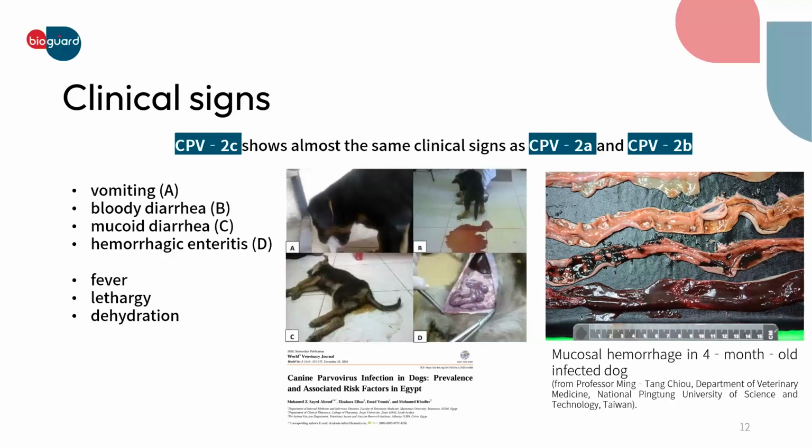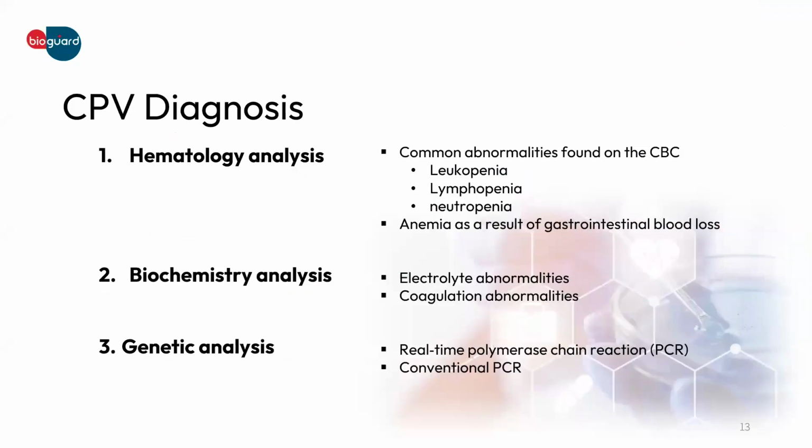Other secondary symptoms you can observe are fever, lethargy, and particularly dehydration, because the continuous diarrheal signs and the reduced absorption of food and water through the small intestine lead to dehydration, which can be very fatal in the long term if the dog doesn't get treated at the right time. So CPV diagnostics is very important.